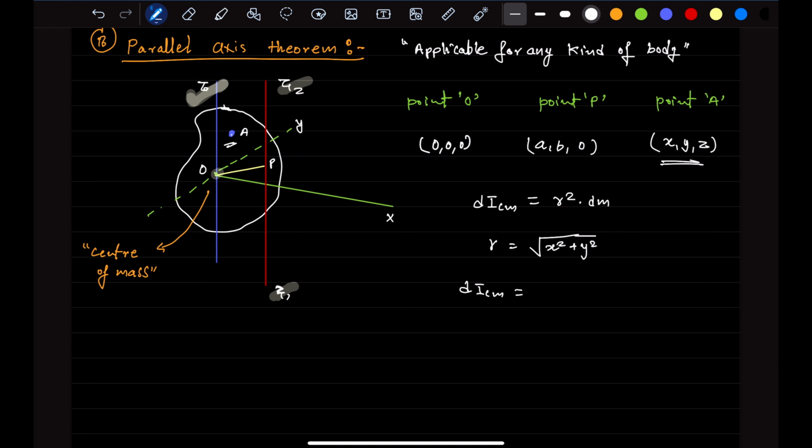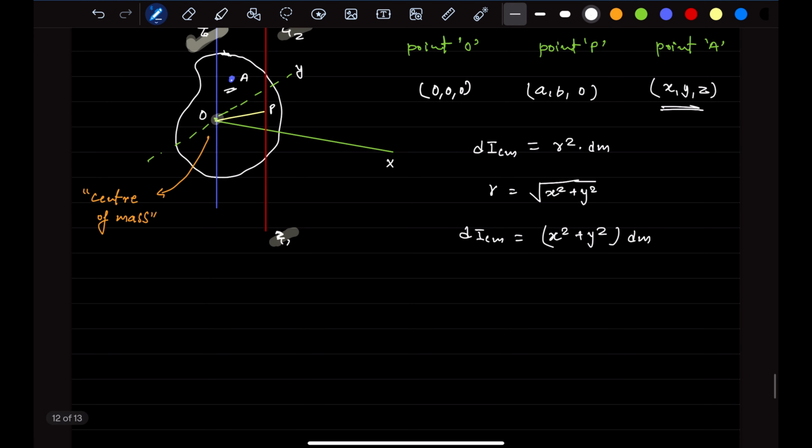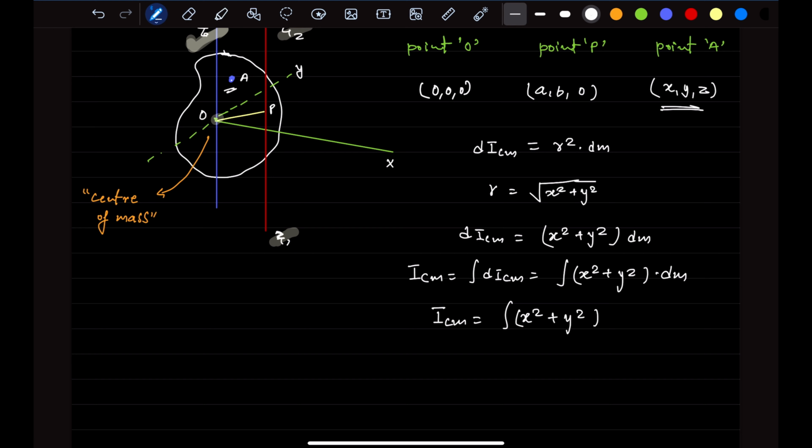So dI_CM can be written down as x square plus y square dm, instead of r square. And tell me, if I want to calculate I_CM, the moment of inertia about the center of mass, that will be the integration of dI_CM, that is the integration of x square plus y square dm. Okay, so let me write down I_CM is the integration of x square plus y square dm. Let's call it equation 1.